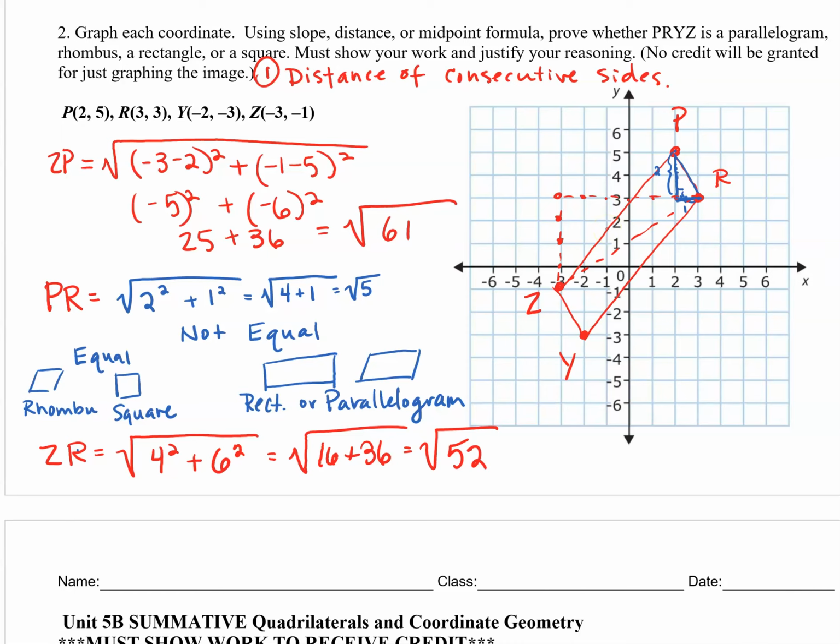Then the next check would be PY. P to Y. So I'm going to go up. Let me do another color.